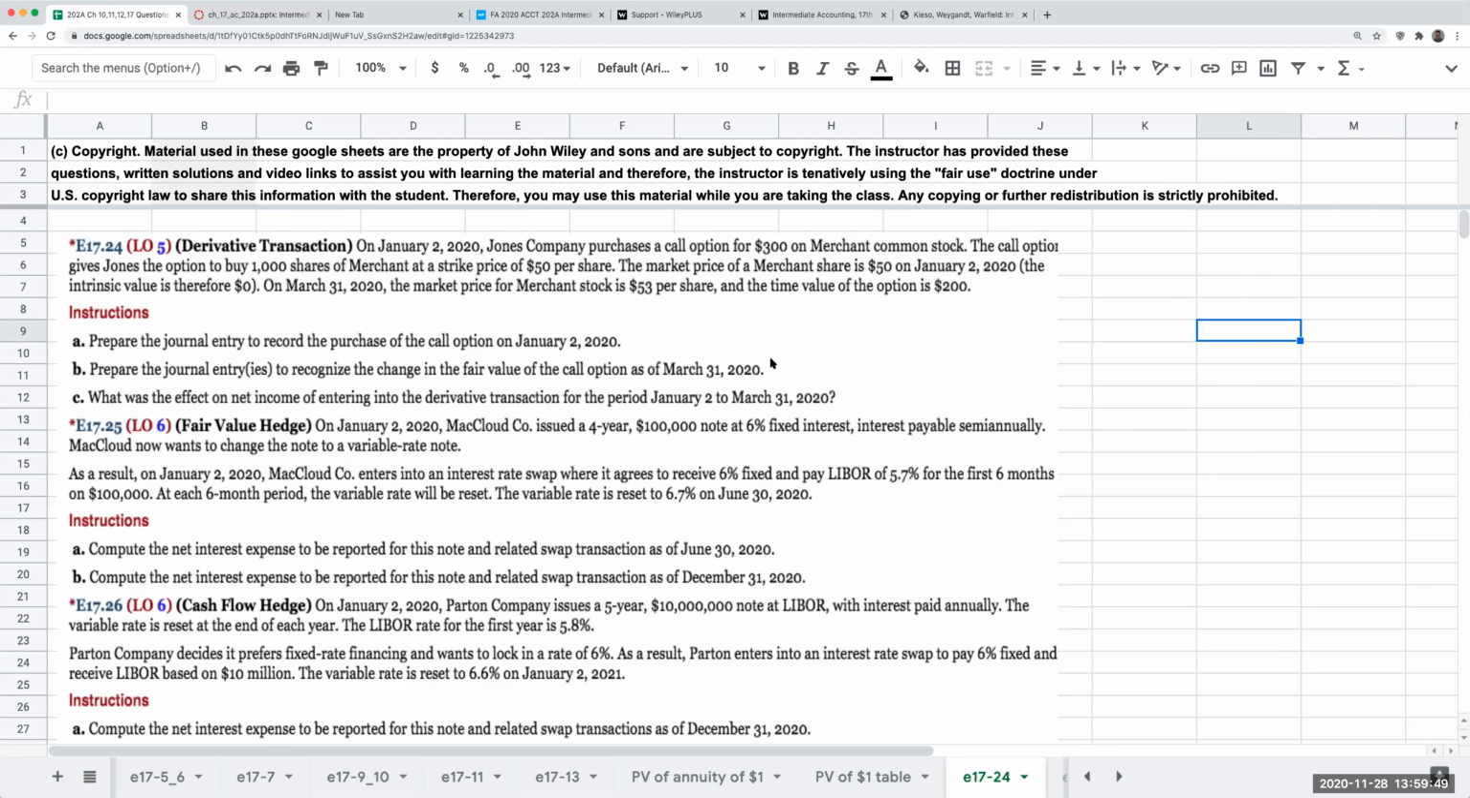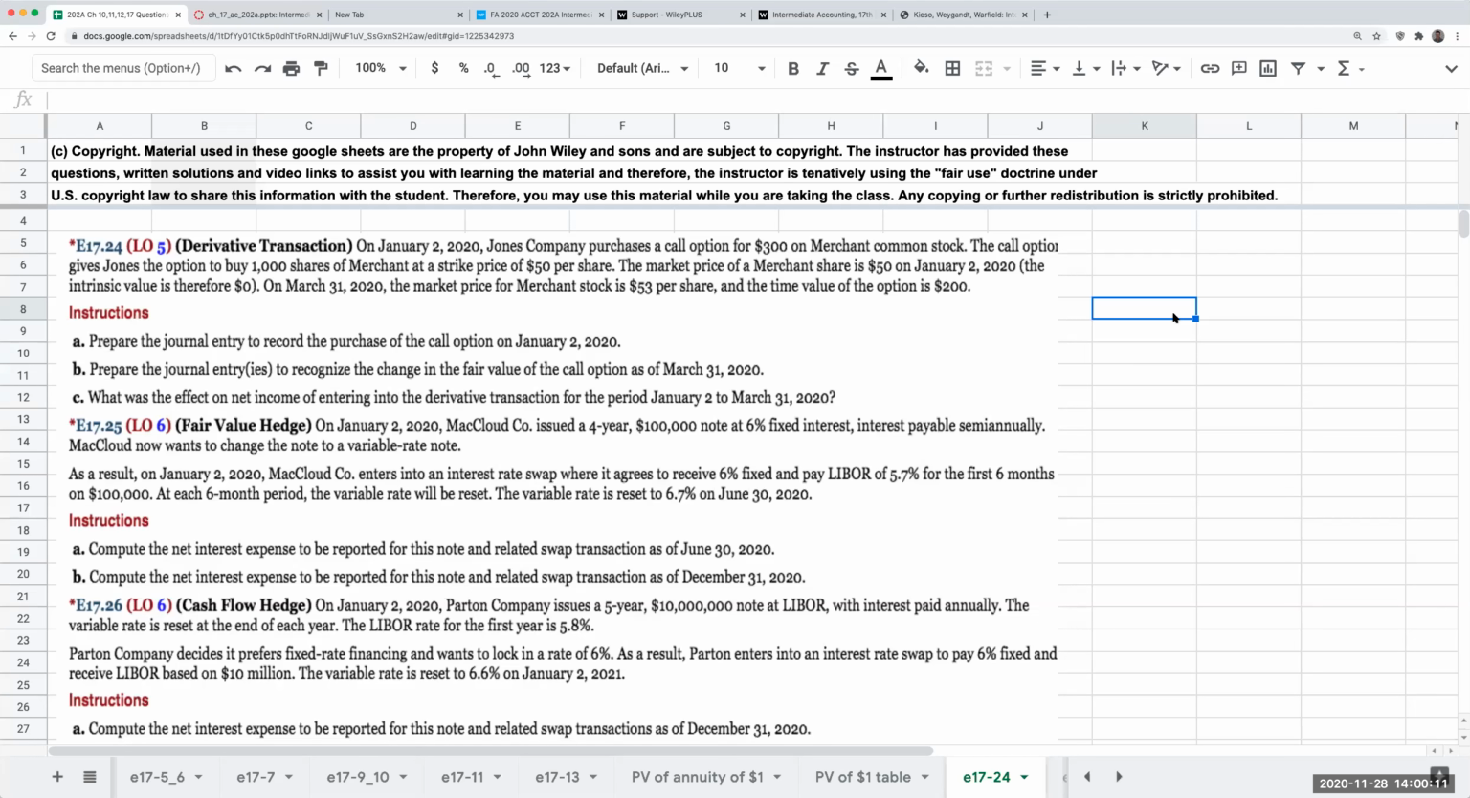On January 2nd, we purchased a call option for $300 on Merchant common stock. The call option gives us the option to buy 1,000 shares at a strike price of $50 per share. The market price of a Merchant share is $50 on January 2nd. The intrinsic value is therefore zero.